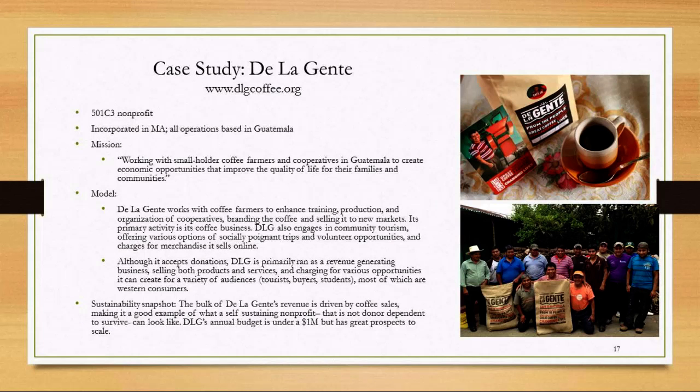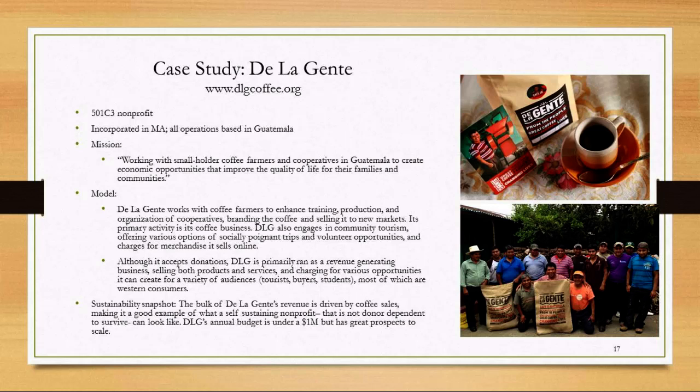Looking at De La Gente, which is our next case study. De La Gente is a 501c3 nonprofit social enterprise that is incorporated in Massachusetts. However, all of its operations are based in Guatemala. The mission of De La Gente is working with smallholder coffee farmers and cooperatives in Guatemala to create economic opportunities that improve the quality of life for their families and communities. Now, if you look at the De La Gente website, it will strike you as primarily a social enterprise for profit, but it is in fact a nonprofit.